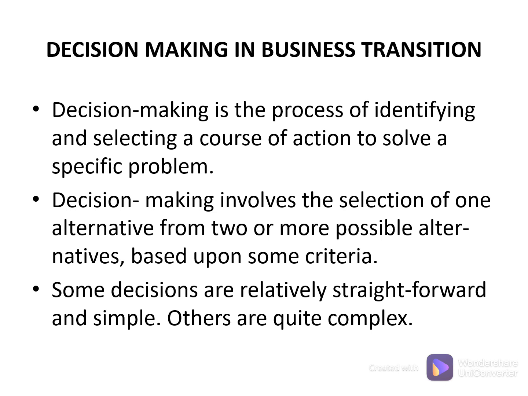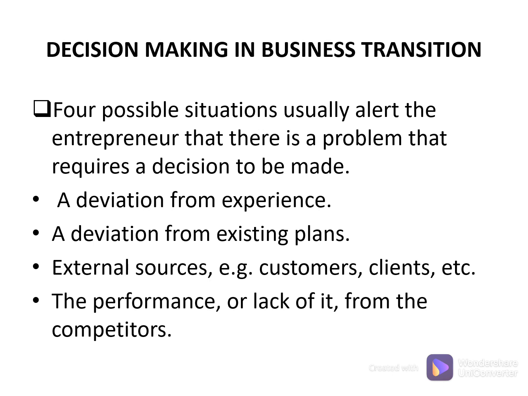Sometimes they come very complex, and sometimes you may find yourself in a situation where all the possible outcomes of your decision may not be available. So you need to take decisions under certain conditions. Possible signals usually alert the entrepreneur that there is a problem that requires a decision to be made: a deviation from experience, a deviation from existing plans, external sources, e.g. customers, clients, etc., and performance or lack of it from the competitors. These are the 4 areas that indicate that a decision needs to be taken.